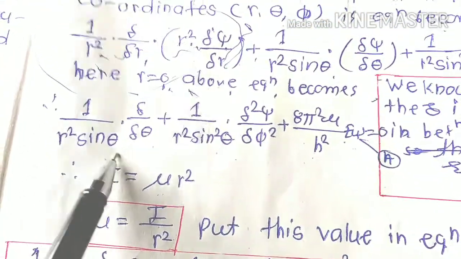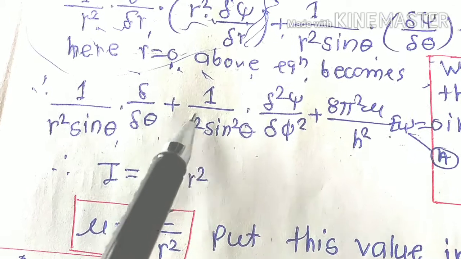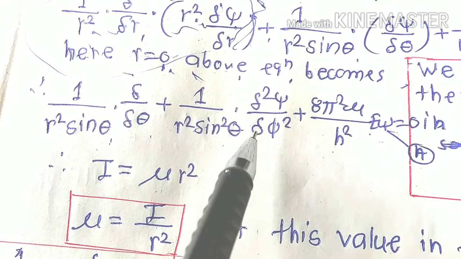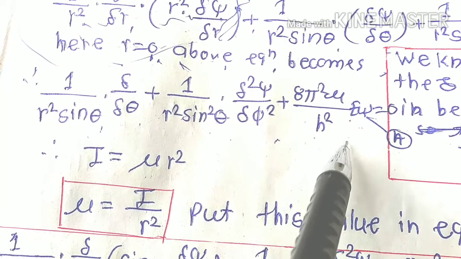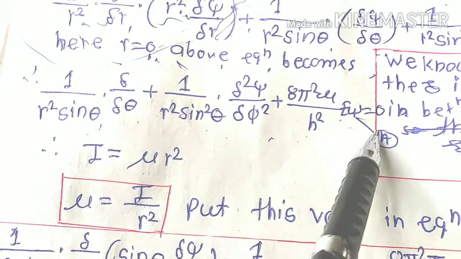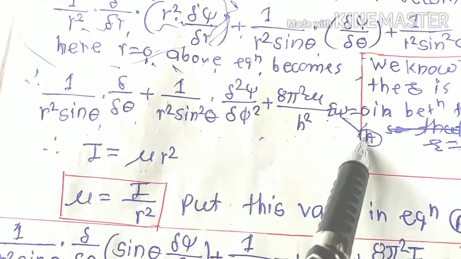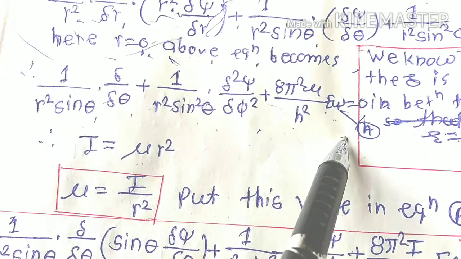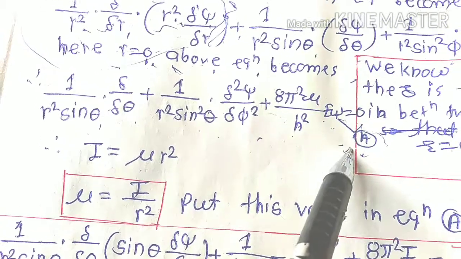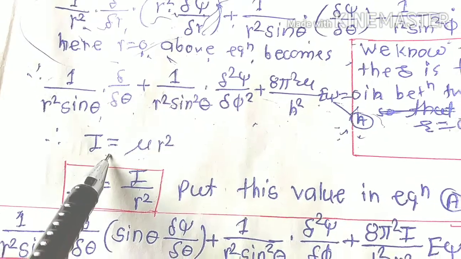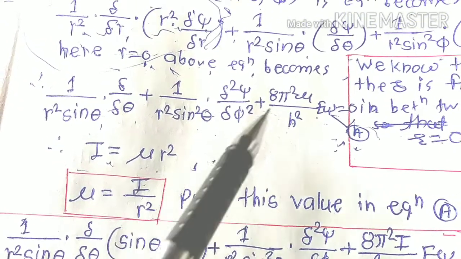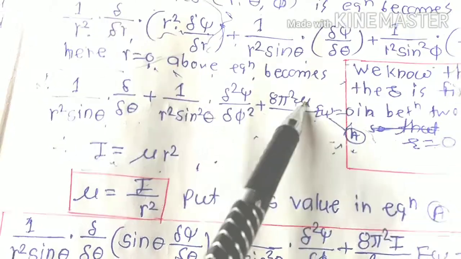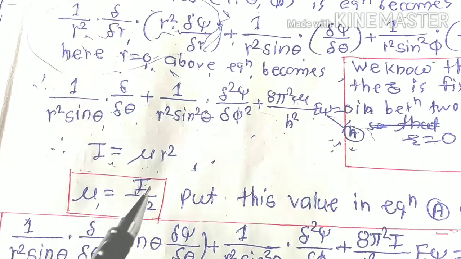So we have the equation (1/(r² sin θ)) ∂/∂θ (sin θ ∂ψ/∂θ) + (1/(r² sin²θ)) ∂²ψ/∂φ² + (8π²μ/h²)Eψ = 0. This is our another equation, and we call it equation A. Then we know that the moment of inertia I = μ r², so μ = I / r².